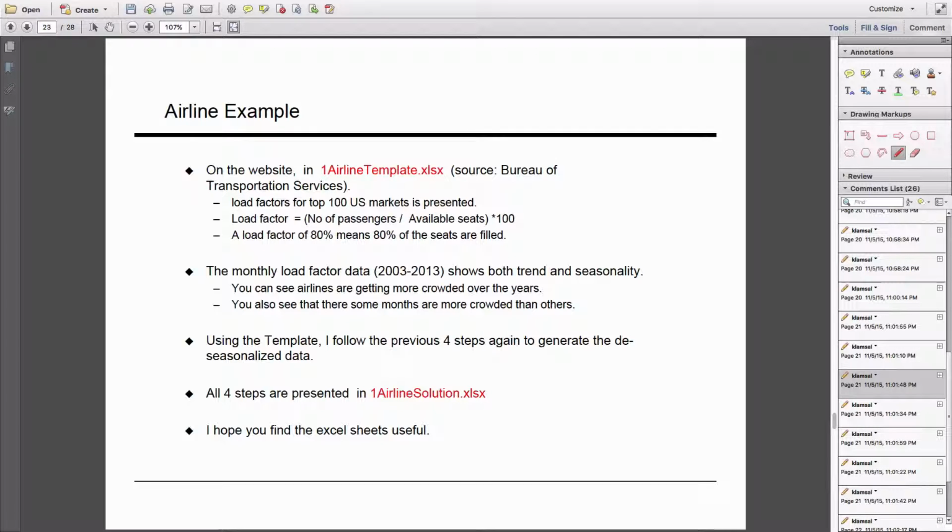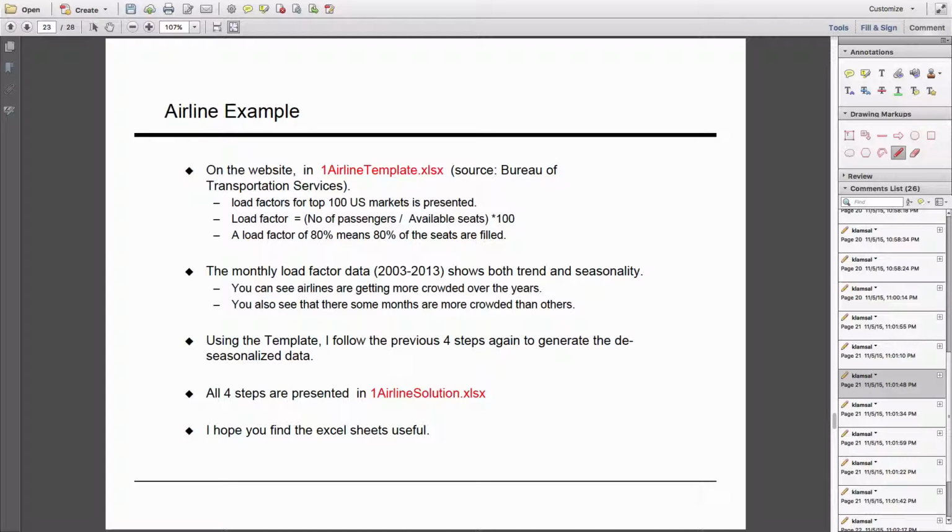The monthly load factor data that you see in the file goes from 2003 to 2013, and they show both trend and seasonality. You can see that airlines are getting more and more crowded over the years. You can also see that some months are more crowded than others. Using the template, I follow the same previous steps that I showed you to generate the deseasonalized data. You can see the Excel video that I'll make in a bit and post it. All 4 steps are represented in the solution file.